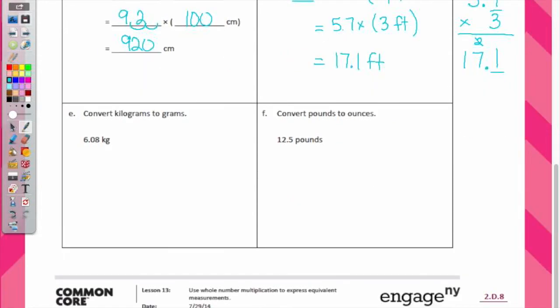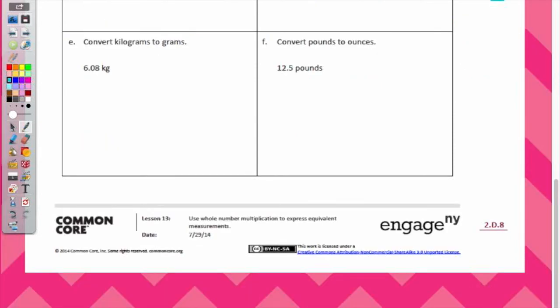Take a look at this next one. Is this metric or customary? Kilograms to grams. Metric. How do you know? It's the prefix, kilo. Yes. So, first step, write your 3 equal signs. Okay, so what is one unit going to be? 1 kilogram, which is kg, right? Yep. And I've got 6 8/100 copies of that.